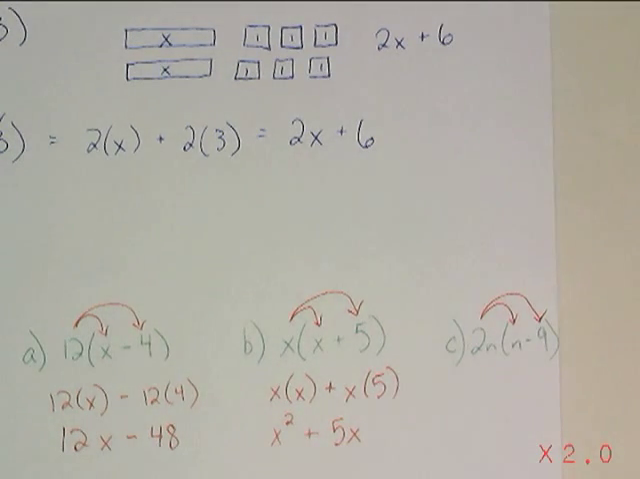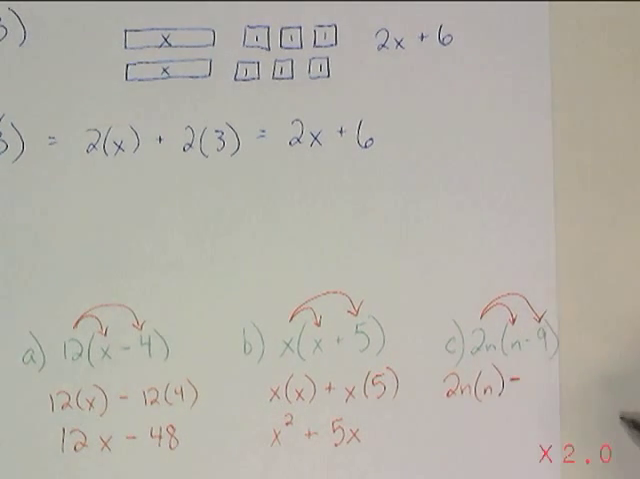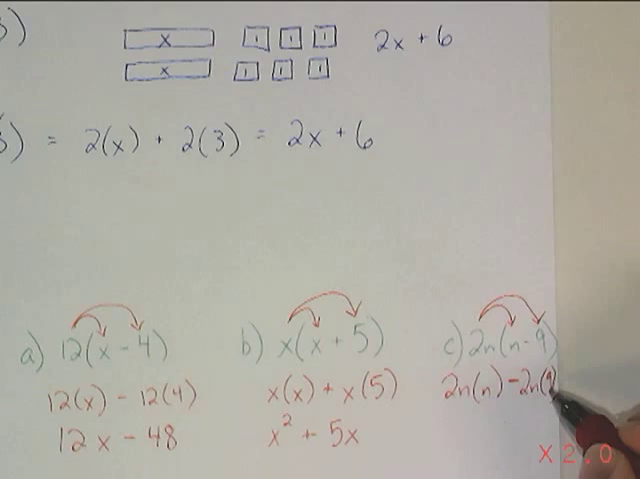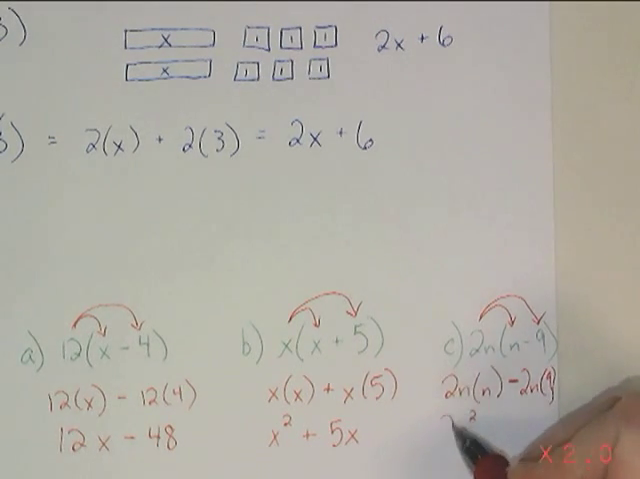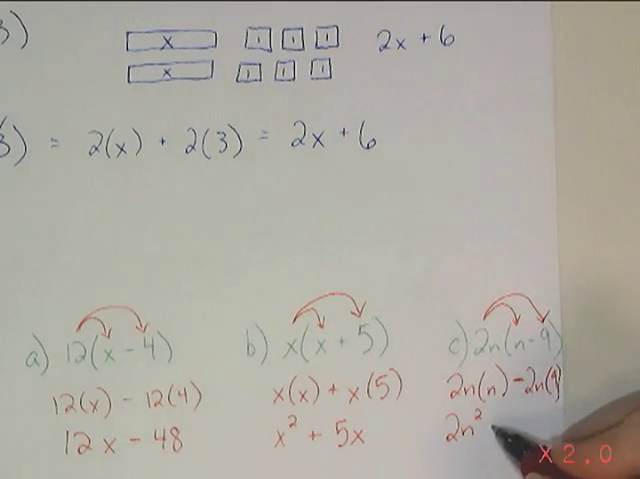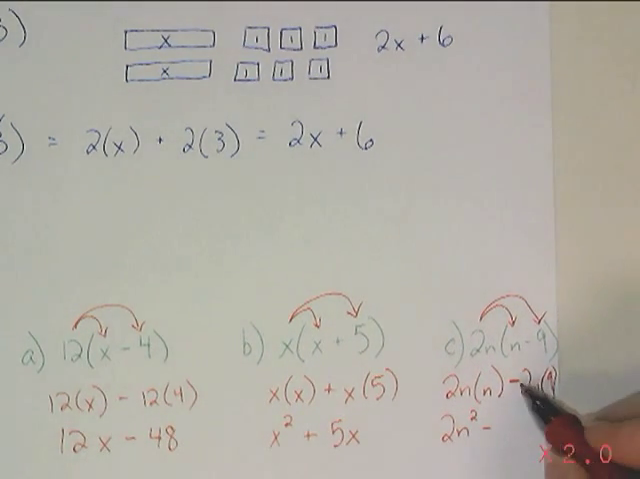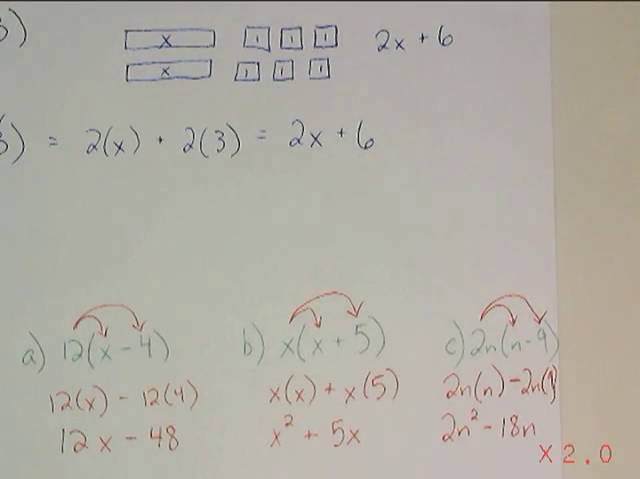Last but not least in this set of examples, 2n multiplied by n, and I copy down my minus, 2n times 9. Squeeze that in on the edge of my paper there. 2n times n, well, n times n is n squared. Since it's also multiplied by a 2, I get 2n squared. 2n times 9, 2 times 9 is 18, times n. So 2n squared minus 18n. How'd you do?